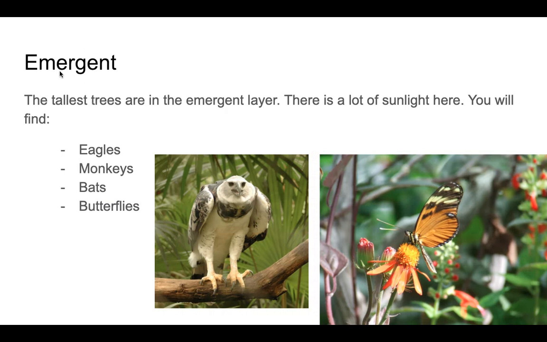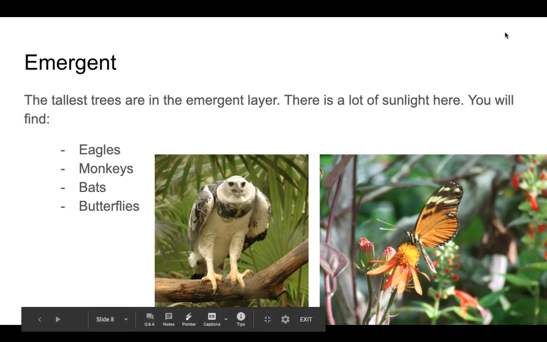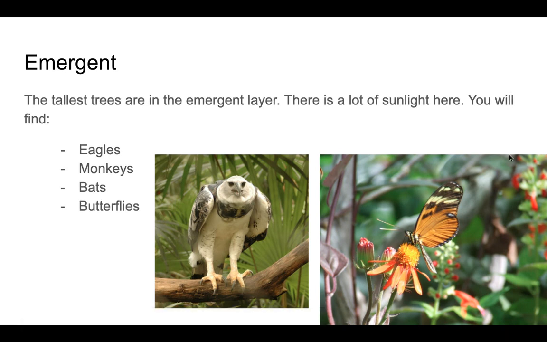Next up is the emergent layer. The tallest trees are in the emergent layer. There is a lot of sunlight here. You will find eagles. You'll see some more monkeys, some more bats, and since this is getting up a lot higher, you might see some butterflies flying too. And those are our 4 layers of the rainforest.